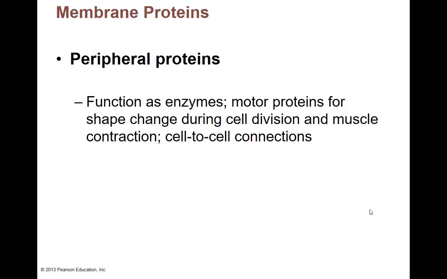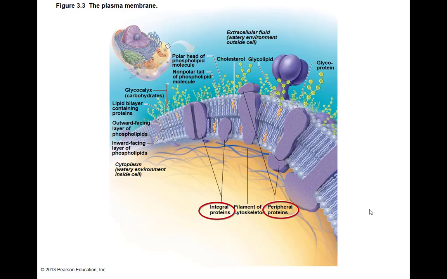Peripheral proteins do not go all the way across. Peripheral means kind of on the outsides. I've got a picture. Here is a peripheral protein. It kind of hangs out on the edges and doesn't go all the way into the cell. But it still is part of the membrane, it's just not inside the membrane.